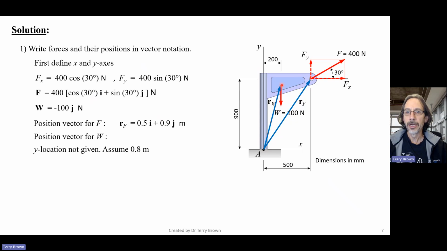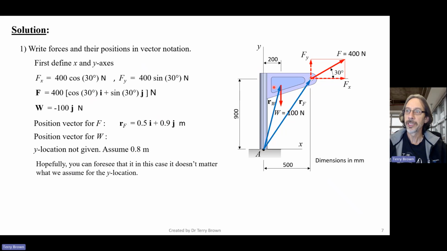Now, in our problem, we're not given where this is. So I'm going to assume that it's at point A. Hopefully you can foresee that in this case, it doesn't matter what we assume for the y location. As I said before, the position vector can be defined to any location along the line of action of the force. So I could have done up to here.